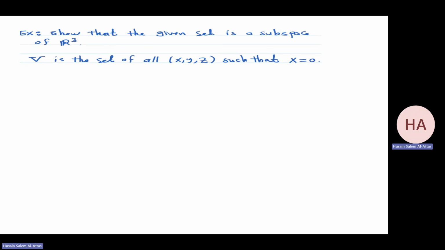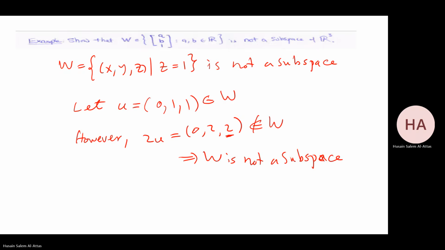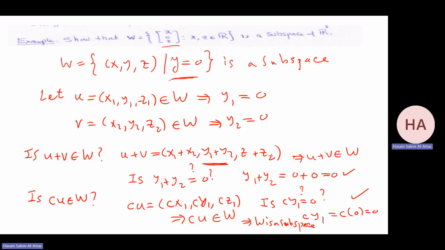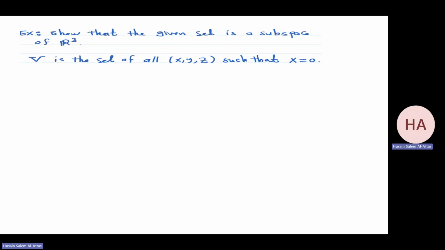Show that the set is a subspace. X equals 0. I think we did it before, with y equals 0. It should be the same idea. Let me show it. I need to let u be a generic one, (x1, y1, z1). What is the set? Let me write the set.